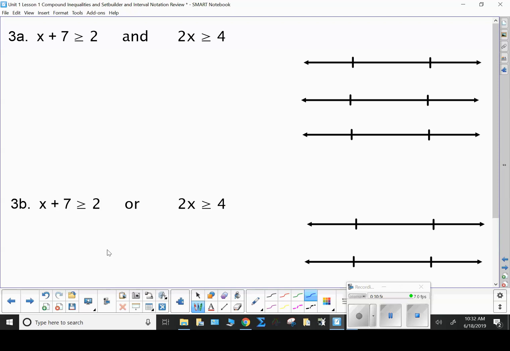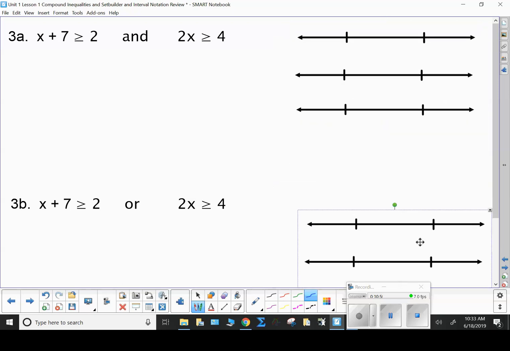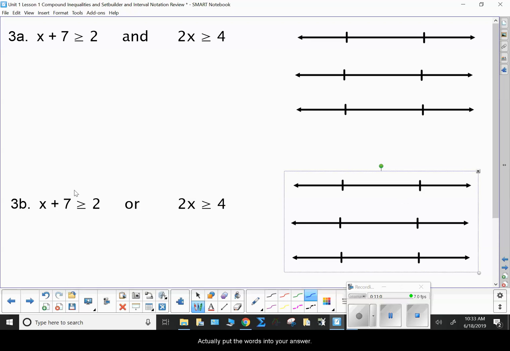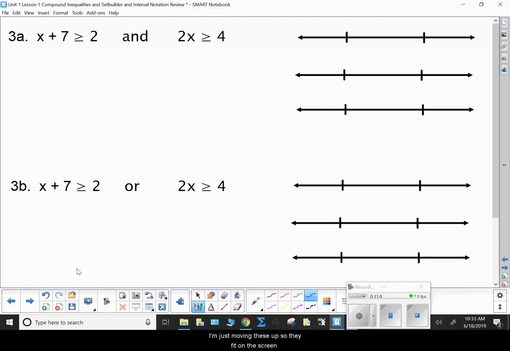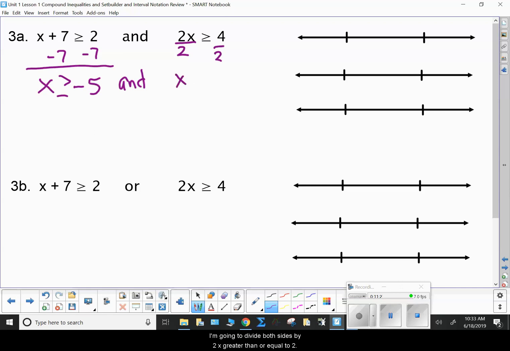Let's take a look at another one. Same kind of thing. We're just looking at why it is so important to actually put the words into your answer. I'm just moving these up so they fit on the screen. If we take this first one up here, I'm going to subtract 7 from both sides, so x is greater than or equal to -5. And I'm going to divide both sides by 2, x greater than or equal to 2.